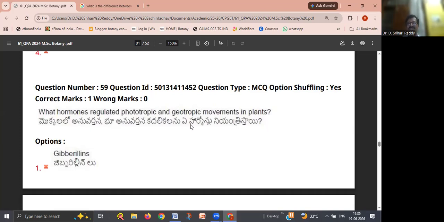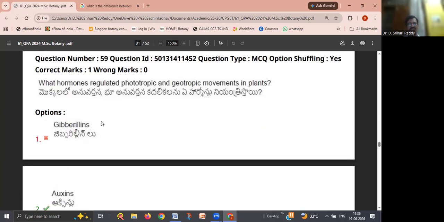And what is geotropism? The stems grow towards the light, but at the same time roots grow towards the soil, inside the soil. That is geotropism. Okay, so it shows the geotropism. And which hormone is responsible for the phototropic and geotropic movements in the plant? That is the question. So gibberellins is wrong. Auxins is the right option. Auxins is the right answer.